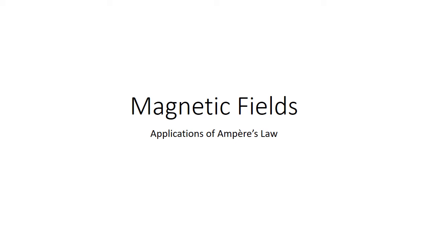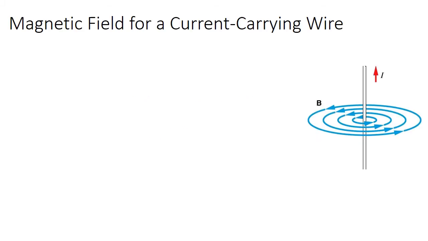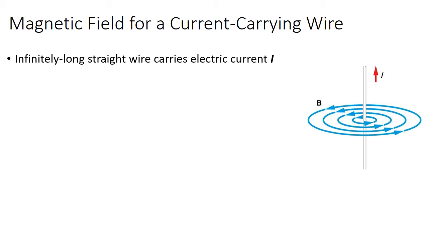In this video, we examine the integral form of Ampere's law, which relates a steady current to the magnetic field it produces. Let's consider the case of a straight wire carrying a steady current I.